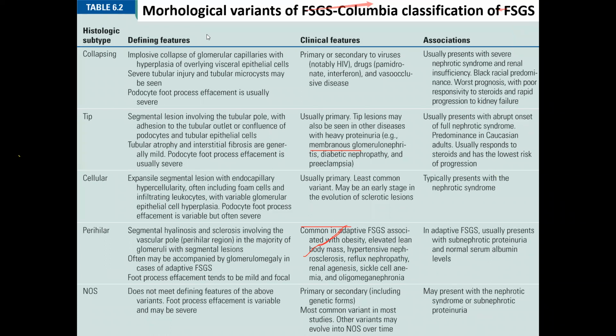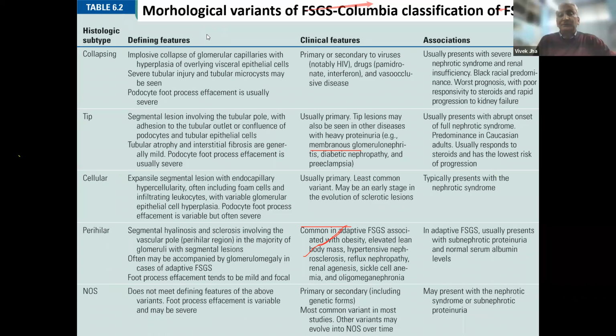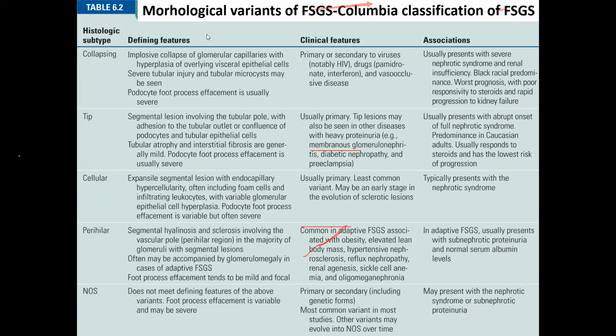So yes, Dr. Raja, go ahead. Perfectly fine. Perfectly fine.